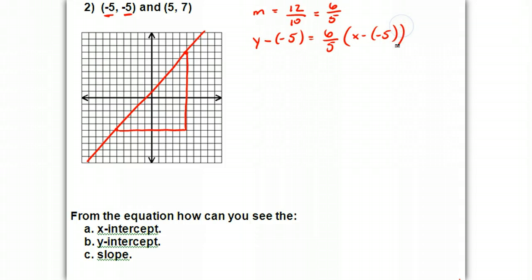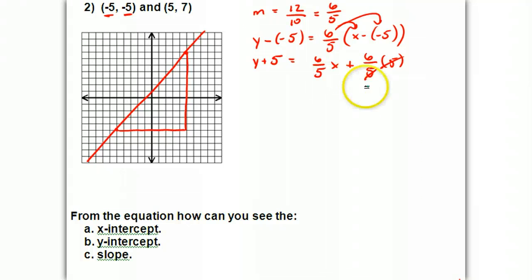5. Okay, so now let's, just like we did up top, let's go and distribute all the signs out. So y plus 5 is equal to, and here we'll distribute the 6 over 5 to both. 6 over 5 x, and 2 minuses make a plus 5, so I'm going to get times, so this one goes to here, this one goes to here. So 6 over 5 times 5, well, here, this is going to be a plus 6 over 5 times 5. So 5 divided by 5 is 1, so I'm just left with 6 there.